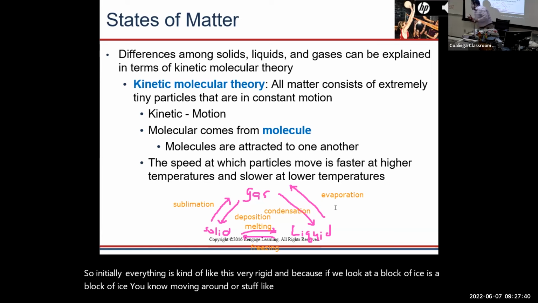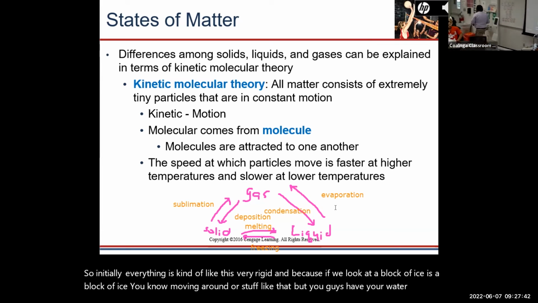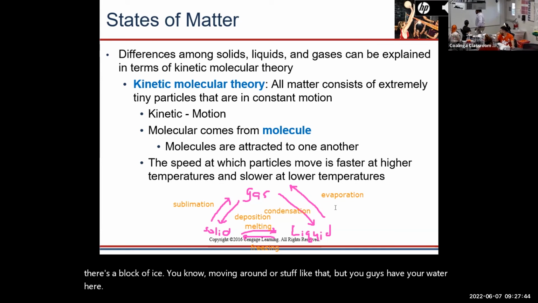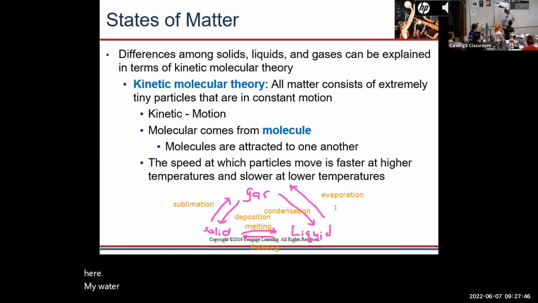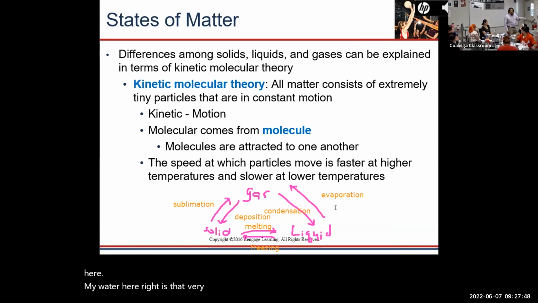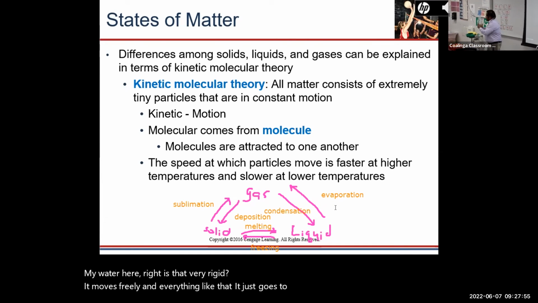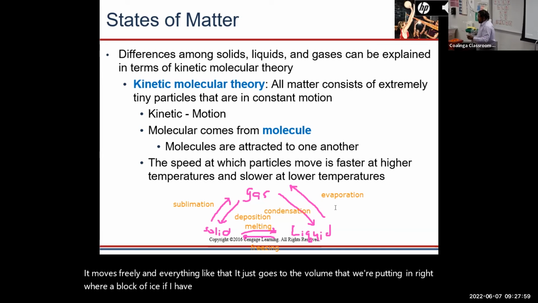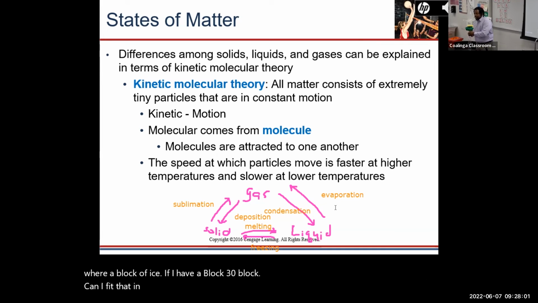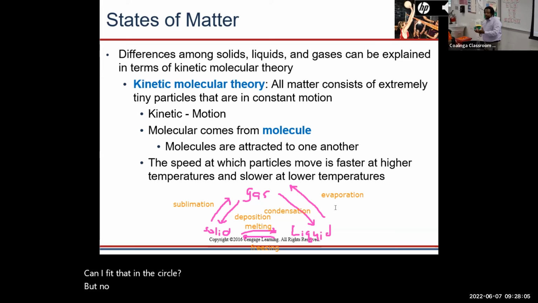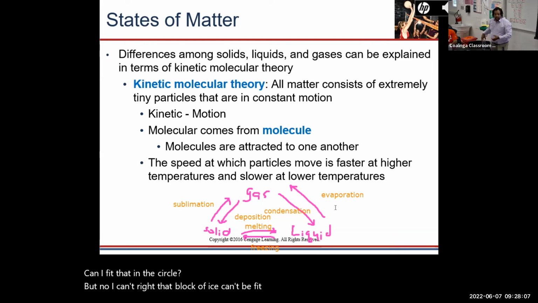But you guys have your water here, the model. I have my water here, right? Look at that. Is that very rigid? It moves freely and everything like that. It just goes to the volume that we're putting in, right? Where a block of ice, it's already a block, and I can't fit that in a circle, right? If I let it melt long enough, it will be able to, but no. That block of ice can't be fit into that circle. It doesn't have that flexibility. It's set, rigid, right?